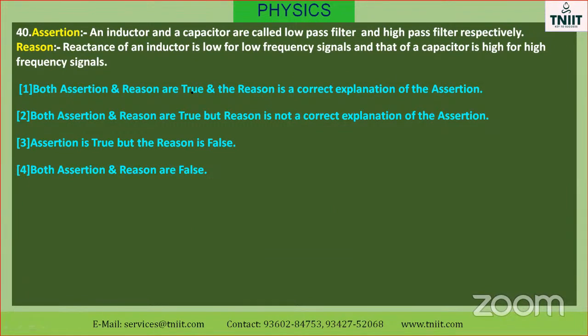Look at this assertion and reasoning question. There is an inductor and a capacitor. They act as filters. Filter means it can filter the input and output. An inductor can also act as a filter. Even a capacitor can be used as a high pass filter. So the assertion is true.